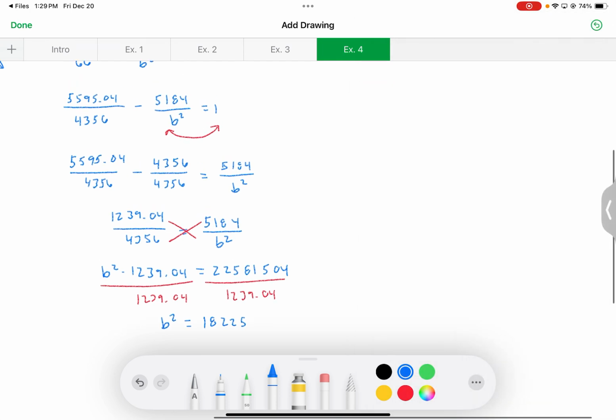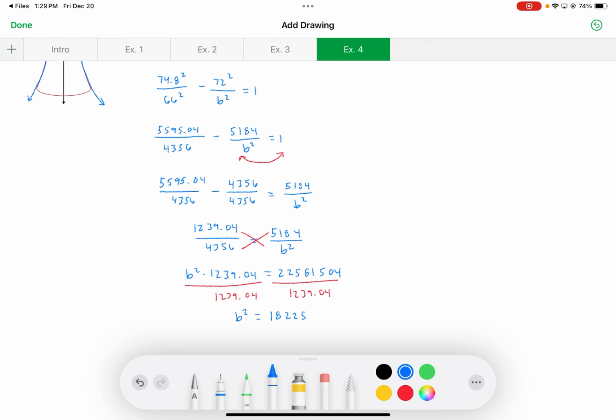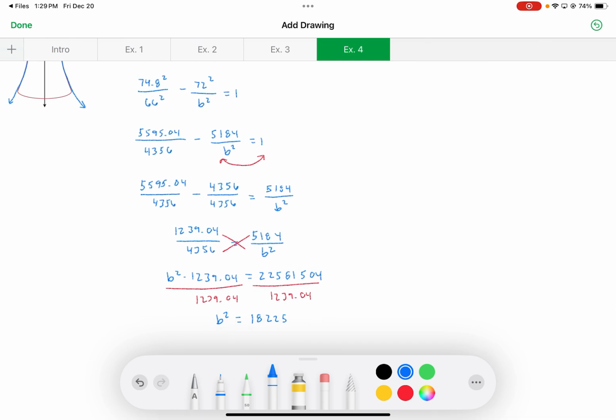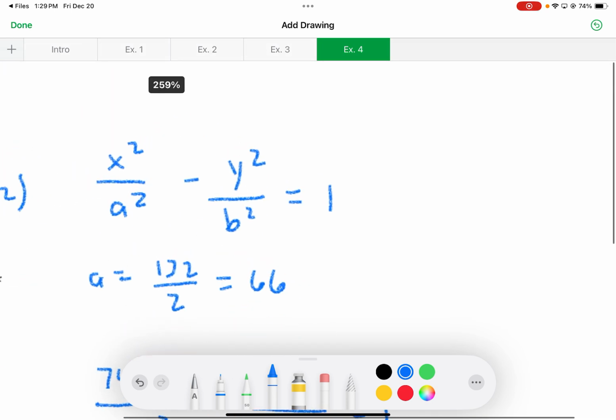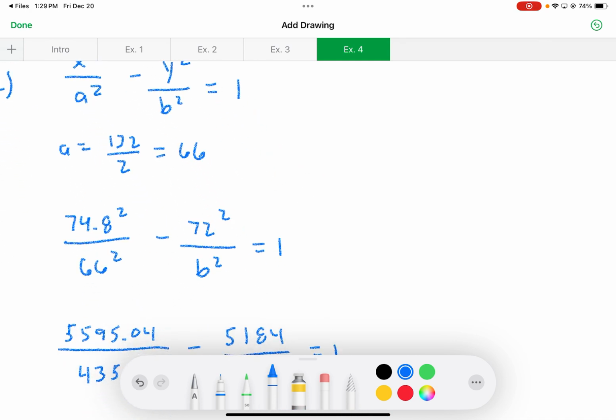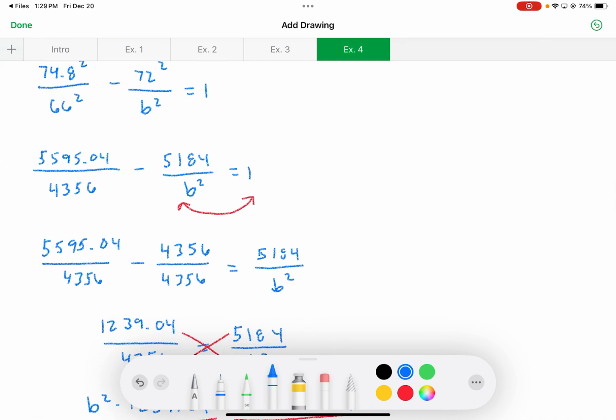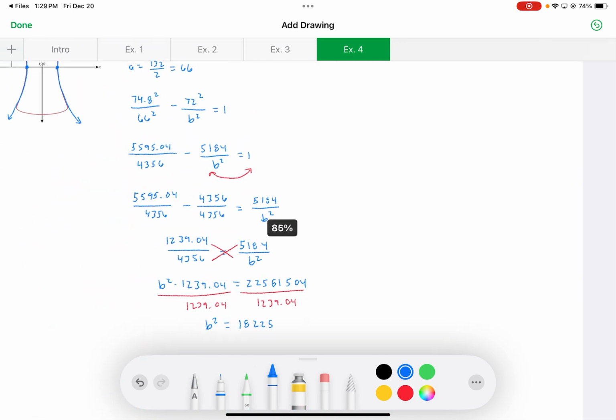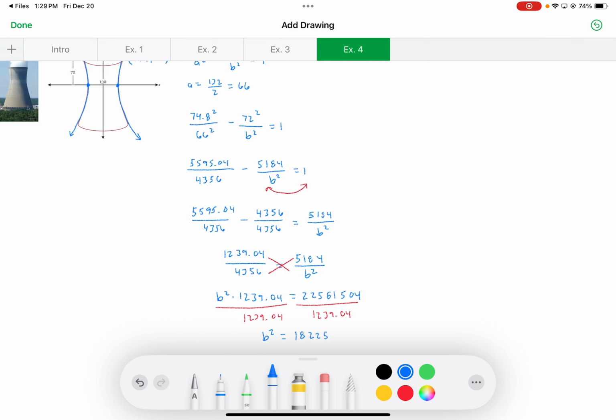Okay, so now I've got everything I need to make the overall equation for this. We said again the model was x squared over a squared minus y squared over b squared, right? So x squared over the a squared, which was 4,356, minus y squared over the b squared value we just found, equals 1.